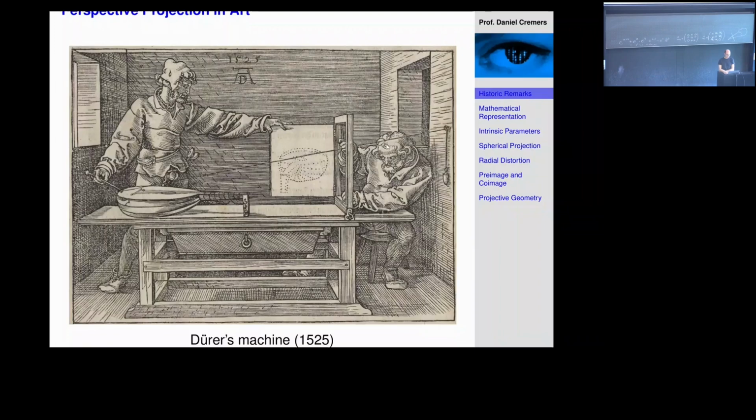This is then a few years already a bit later in Germany. This is a machine conceived by Albrecht Dürer. For those who care about art, you will know that he always has his letters in the painting. This AD stands for Albrecht Dürer. And what you see in this drawing of Dürer is a machine that he developed and conceived that allows him to get a perfect perspective projection. It requires, as you can see, two people.